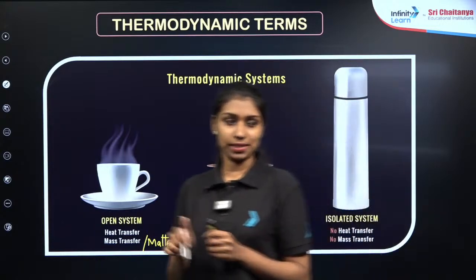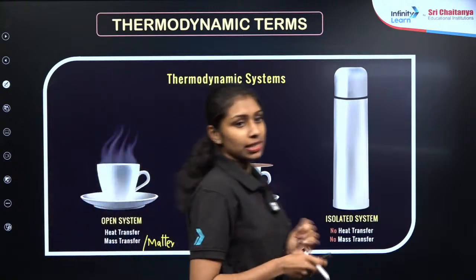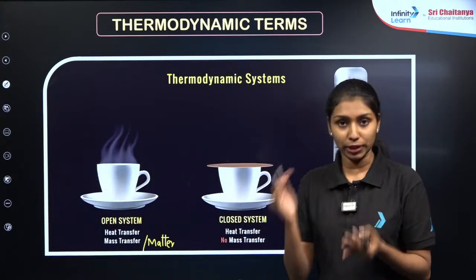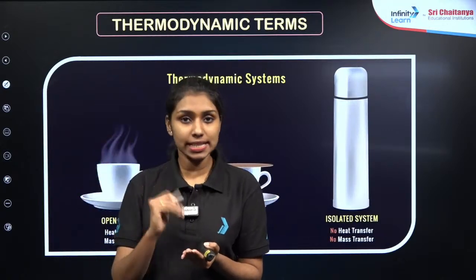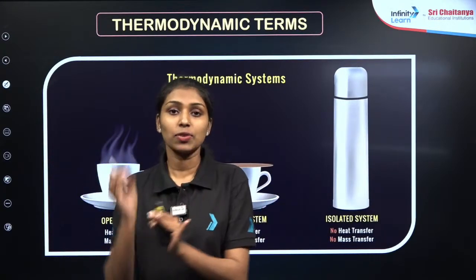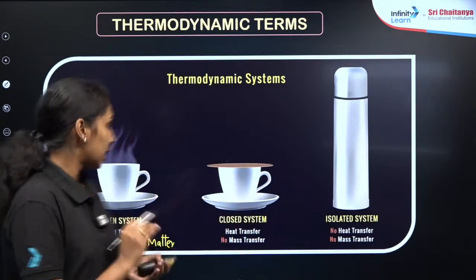There are three types of systems present, right? What are they? Open, closed and isolated system, right? So, if I am taking a cup of tea, I can say that in the case of a cup of tea, heat as well as matter is exchanging, right? So, such type of system in which heat as well as matter exchange happens is known as the open system, right? It is open.